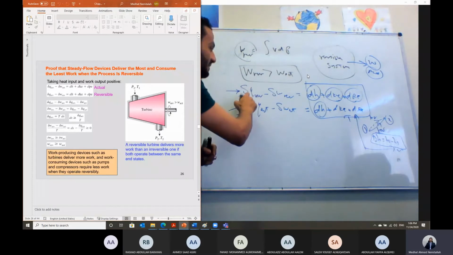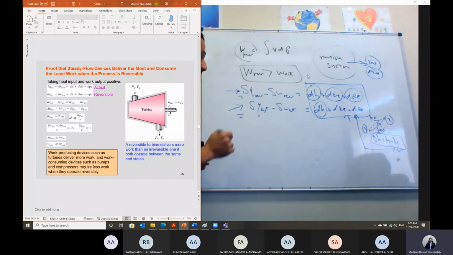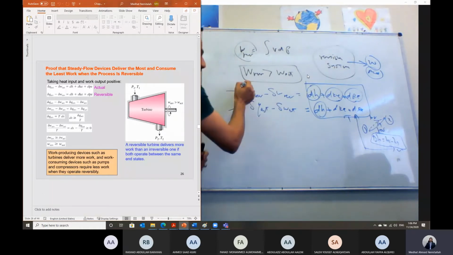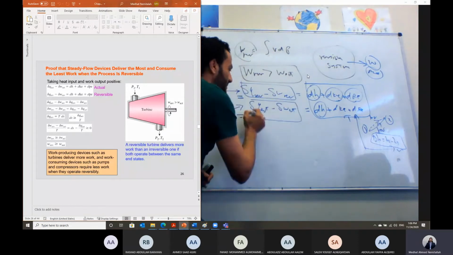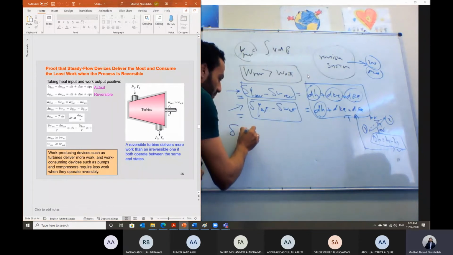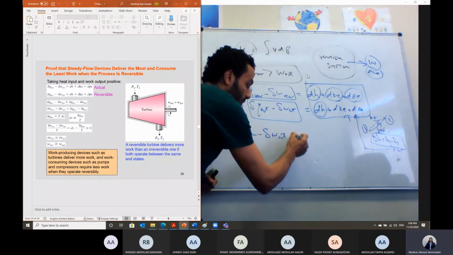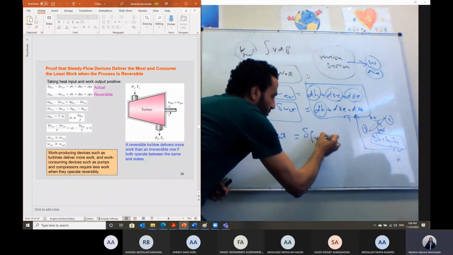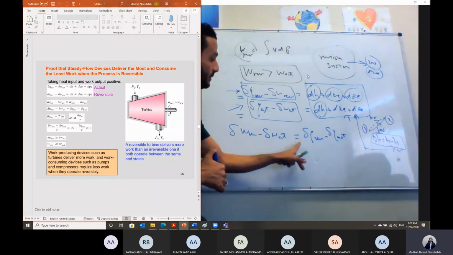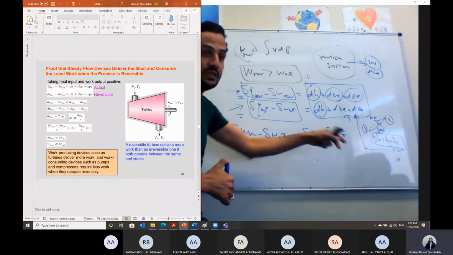In this case, we can say delta Q reversible minus delta work reversible will be the same as delta Q actual minus delta work actual. So this term should equal this term, because the right-hand side will be the same. Or we can say delta work reversible minus delta work actual should equal delta Q reversible minus delta Q actual. Is it clear, Shabab? Yes. So the difference between the reversible work and the actual work will equal the difference between the reversible heat transfer and the actual heat transfer.